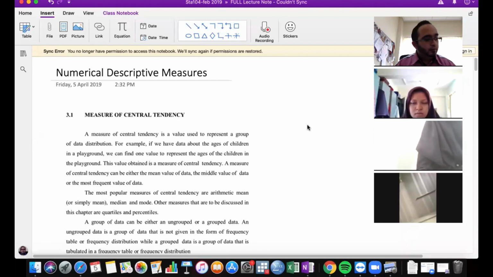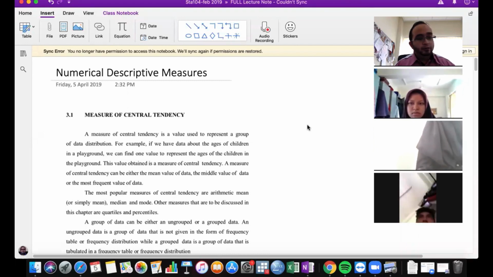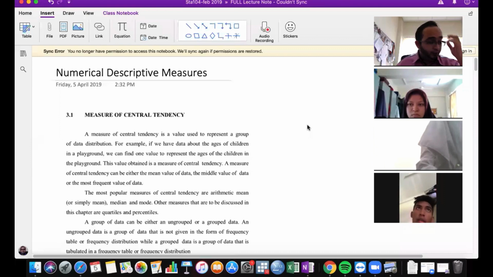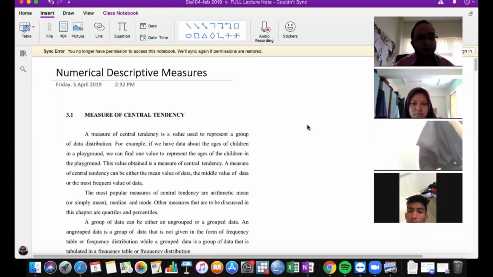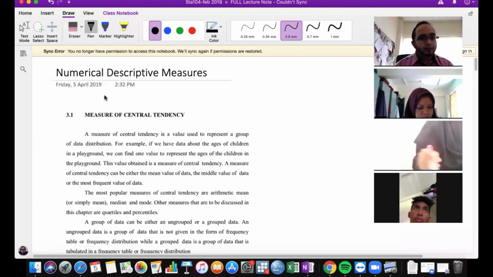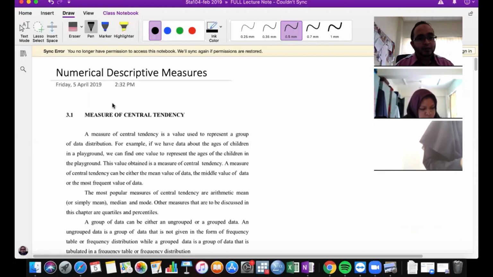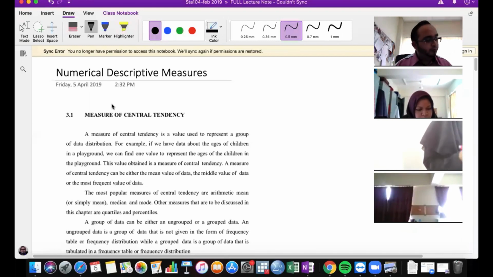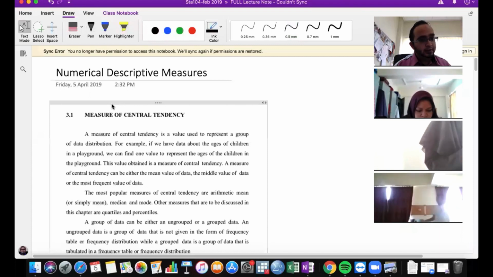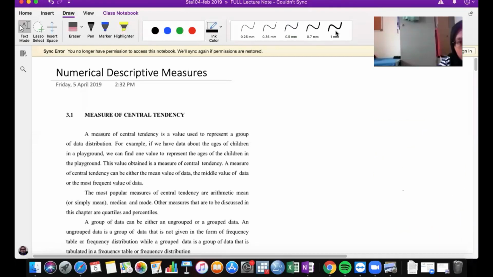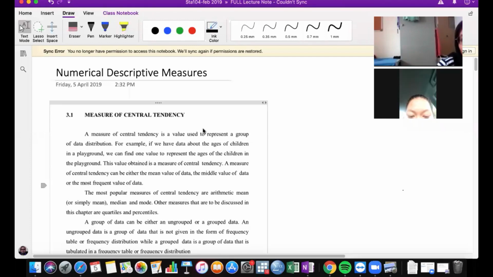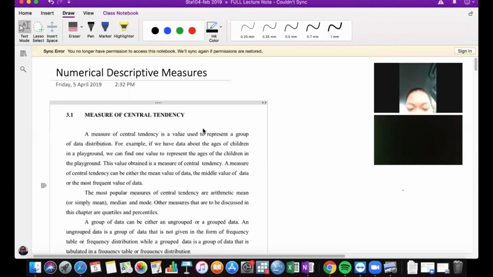Right. So today we're going to learn a new topic in STA 104, Introduction to Statistics, chapter number 3, which is Numerical Descriptive Measure. Under Numerical Descriptive Measure, we're going to learn measure of central tendency and measure of dispersion. Of course, measure of position as well. So we start by introducing measure of central tendency.